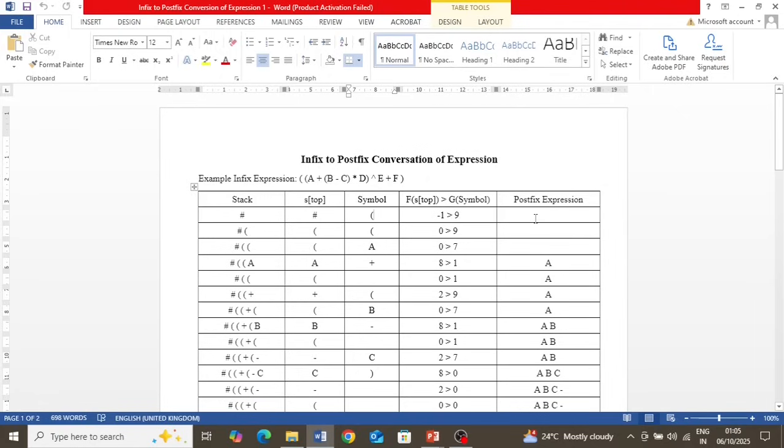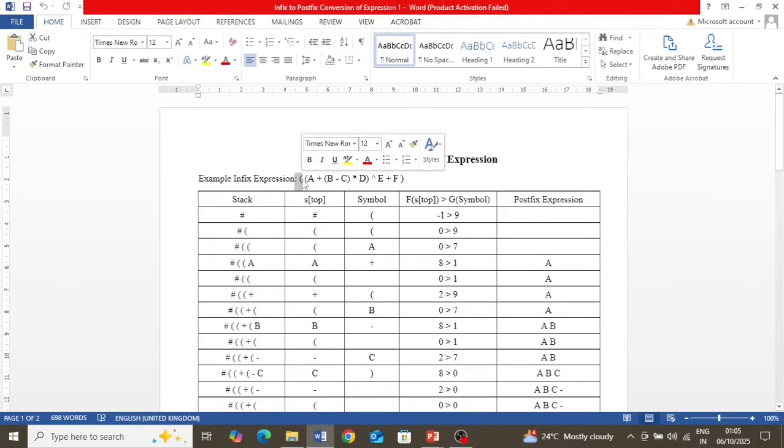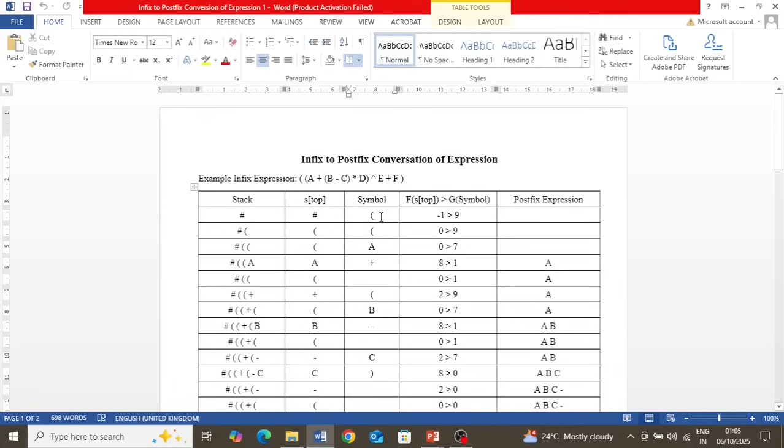Let us consider the initial stage, where the stack is at -1. This -1 is represented by the hash. Hence the first situation is where the stack has only the hash symbol available, so the top of the stack will be hash. The first infix expression symbol we read is the opening parenthesis, so we have kept it here in the symbol column.